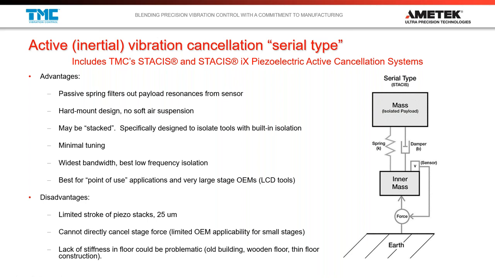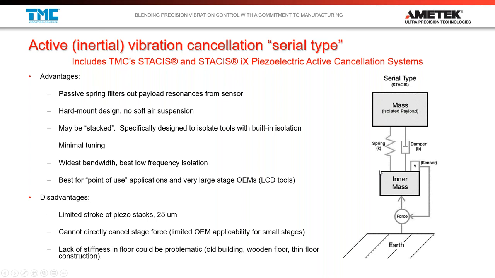On the other end of things, we have serial type cancellation systems. A serial type cancellation system takes those same three components, a force actuator, a control loop, and a motion sensor, and arranges them in a different architecture. The architecture that we see with the serial type system is an isolated payload, but supported by a spring.